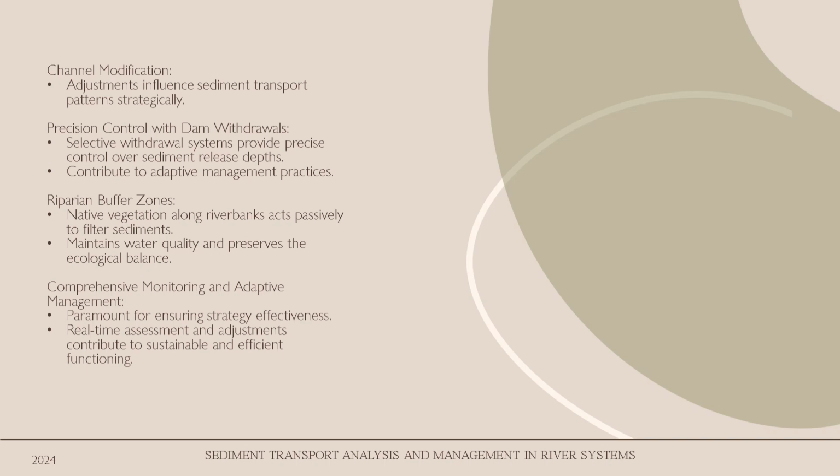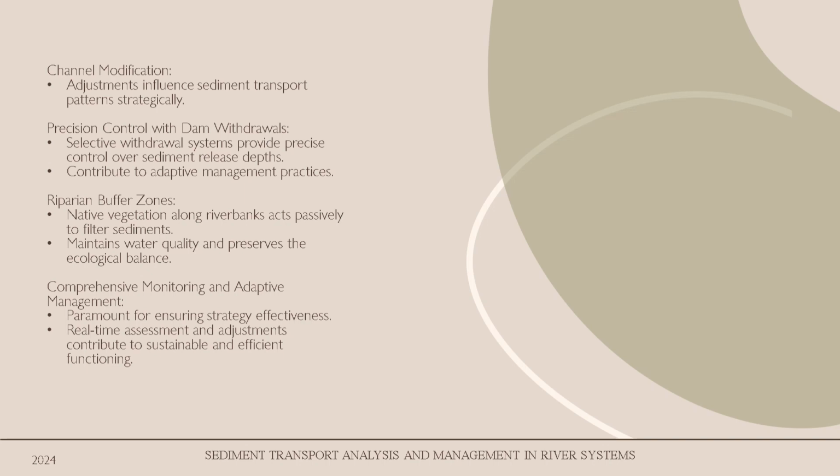Strategically modifying channel geometry influences sediment transport patterns. A selective withdrawal system with the dam allows precise control over sediment release depth, contributing to adaptive management practice. Next is a riparian buffer zone, characterized by native vegetation along the riverbank, which acts as a crucial passive strategy, naturally filtering sediment, maintaining water quality, and preserving the ecological balance of the river environment.